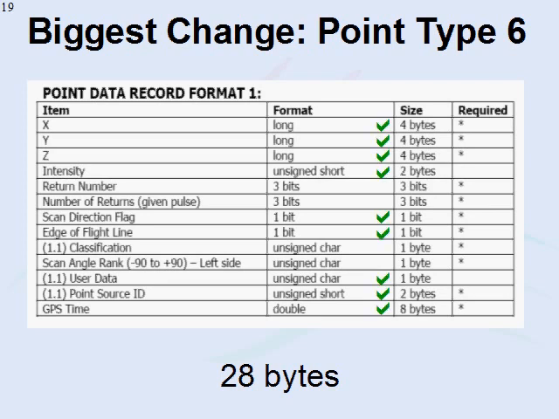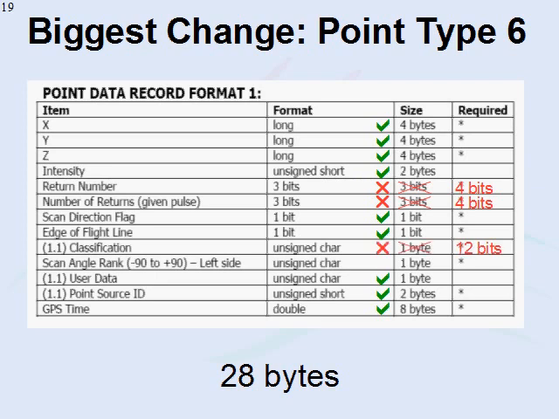Well, first of all, there are a lot of things that don't change. The coordinates are still treated the same, the intensities, the point source IDs, the GPS times, all that stays the same. What changes is the return counts and the return numbering get an extra bit. So instead of only discriminating 7 different returns, we can now discriminate up to 15. That has become necessary with the new sensors that produce many more echoes per shot.